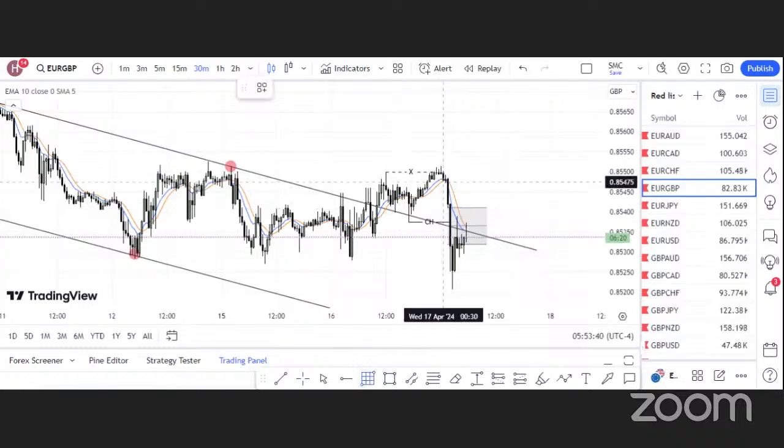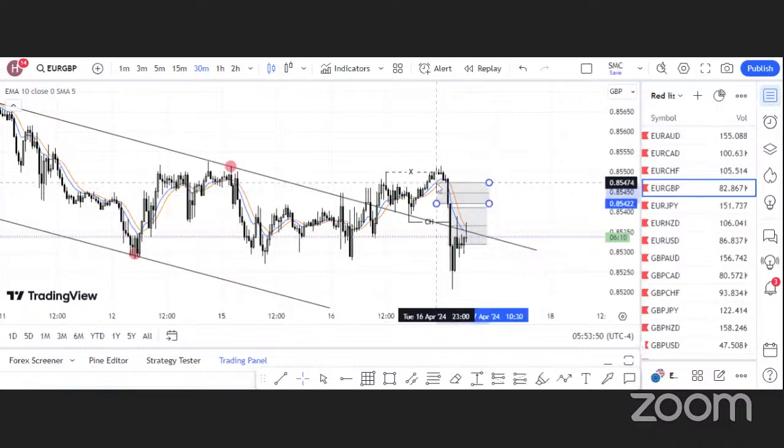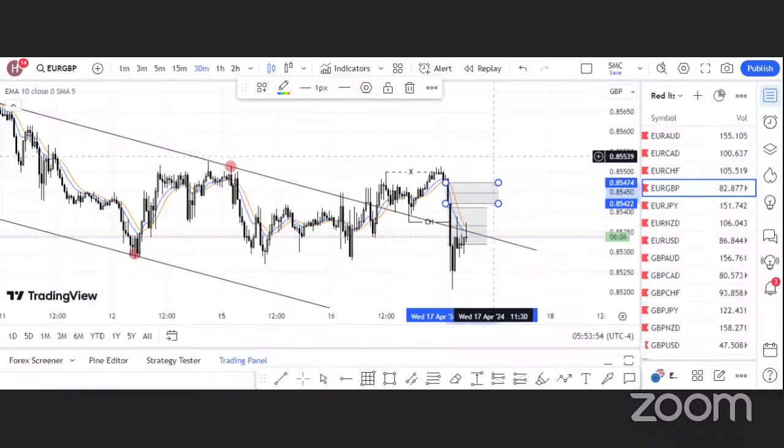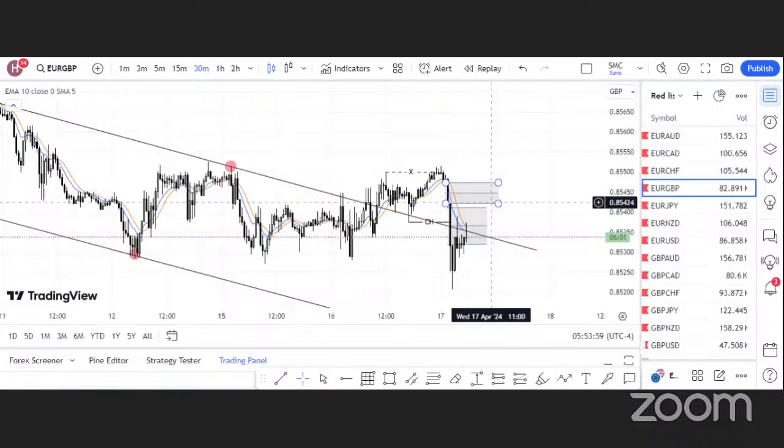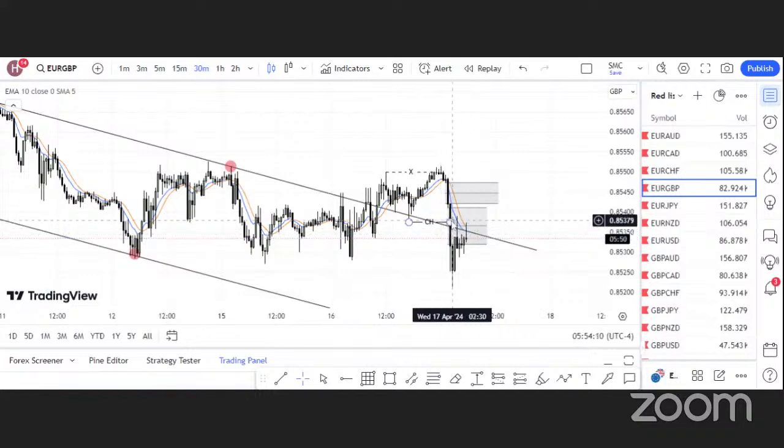Okay, but look at this. You see we have this level. We have this level where our first fair value gap is. Okay, that is where our first fair value gap is. But I'm not too sure if the market is going to come all the way back to this level.